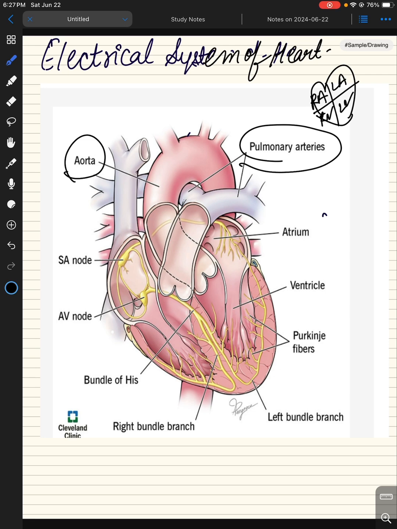For how this mechanism works, we will make a separate video for the coronary circulation. So just a simple quick tip.